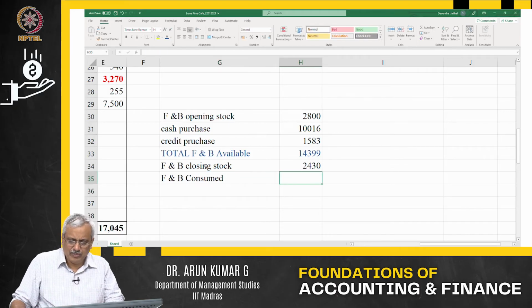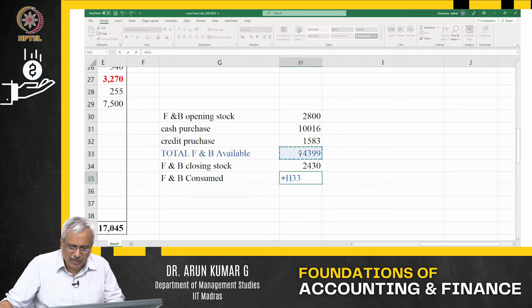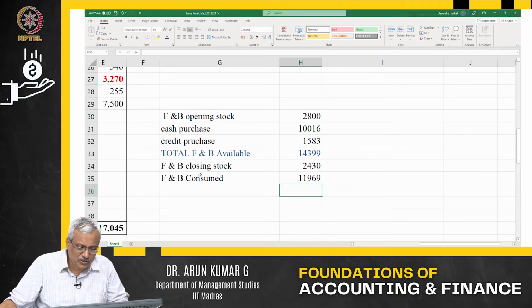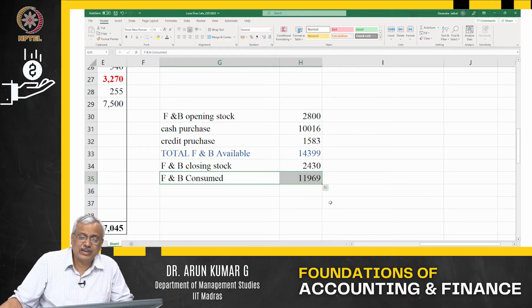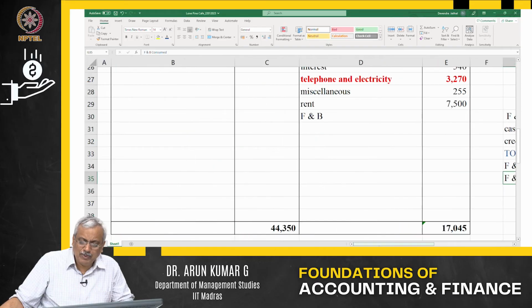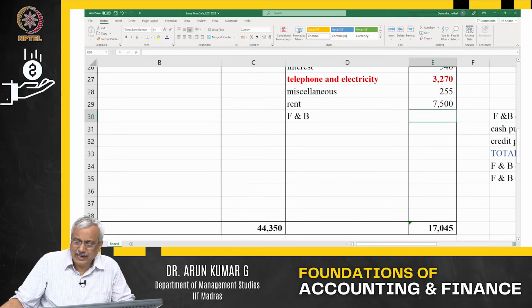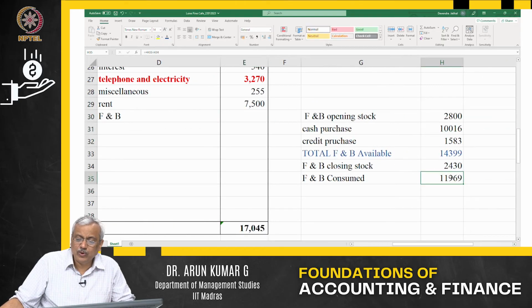What is F&B consumed? You had a total availability of this, and you still have this left in the shop in your godown. That means what is consumed is only $11,969. See what will go in the P&L? Only the amount that has been consumed will go in the P&L, only what is accrued.